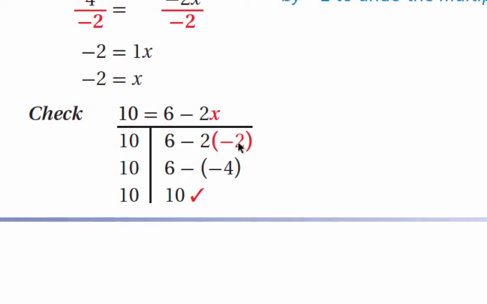-2 times -2, well, let's ignore this negative for a moment. What's 2 times -2? It's -4. And a minus minus becomes a plus. So this actually becomes 6 plus 4, and we get 10. 10 equals 10 is an identity. It's an equation that's always true, and so this checks.